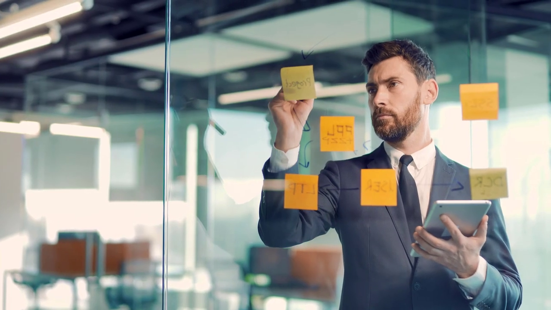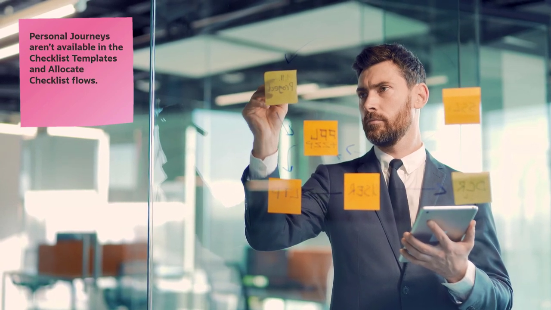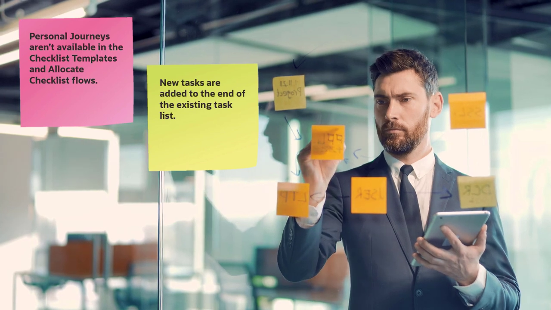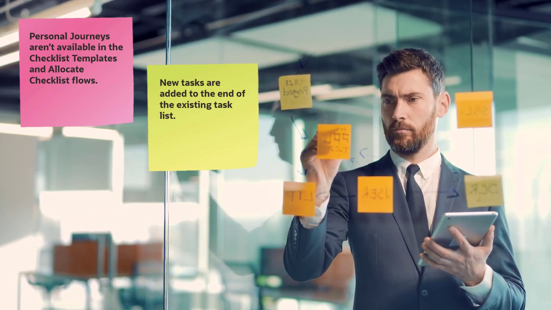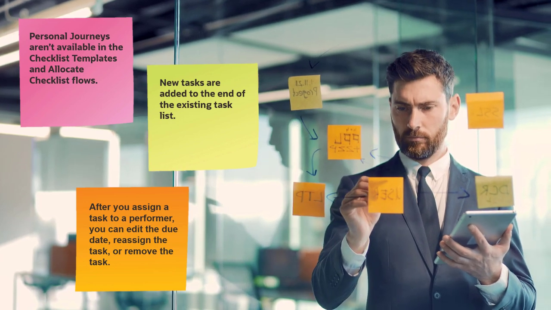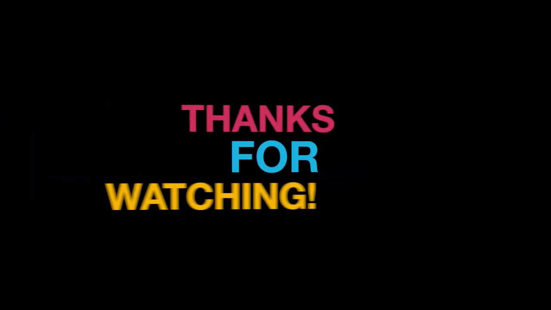A few things to keep in mind. Personal journeys aren't available in the checklist templates and allocate checklist response flows. New tasks are added at the end of existing tasks in the journeys page. And after you assign a task to a performer, you can edit the due date, reassign the task, or remove it. This concludes the explanation of how to create a task in Journeys.